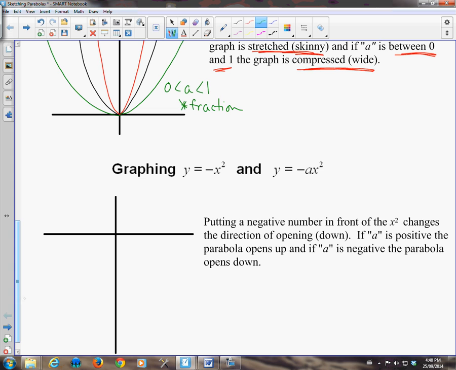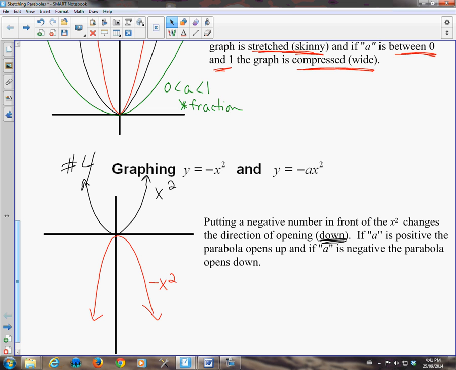And the last one, fourth one, negative x and negative a. Putting a negative number in front of the x squared changes the direction of opening to down. If a is positive, the parabola opens up. If a is negative, the parabola opens down. So if I have my positive x squared, negative x squared opens down.